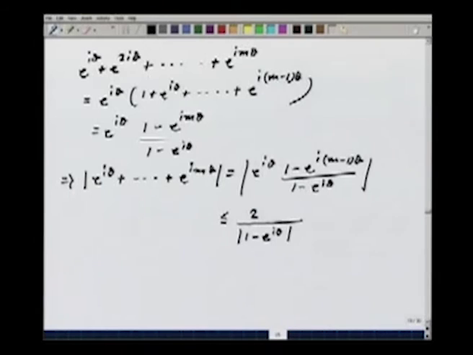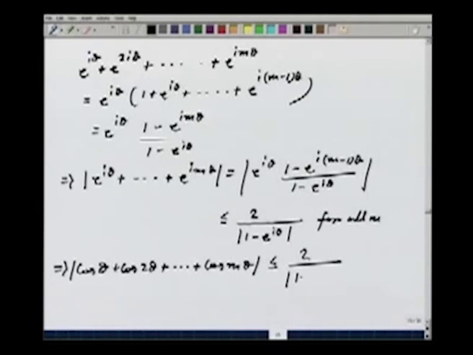The point is now things are independent of m. This is true for all m. This then implies that the modulus of cosine theta plus cosine 2 theta plus cosine m theta is less than or equal to this, which is well defined as theta is not equal to 0. And hence the Dirichlet test applies.